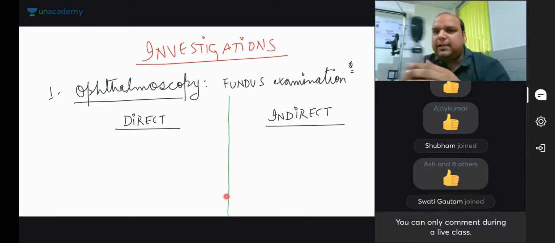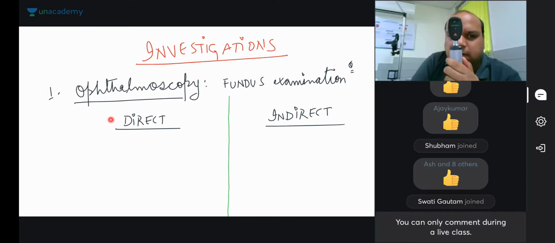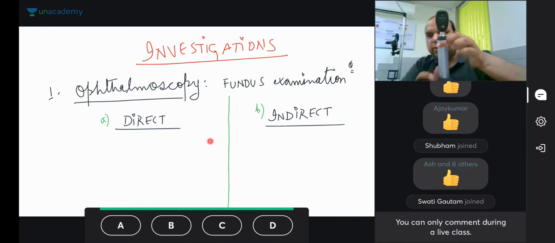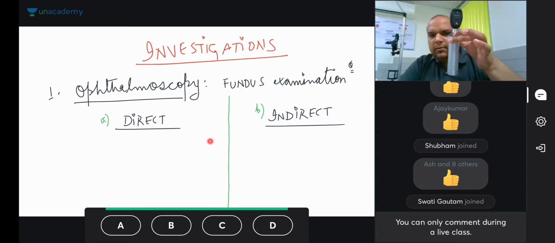First of all, I will ask everybody: which ophthalmoscope is this, direct or indirect? Option A, option B. Poll starting. The instrument you see in my hands, direct or indirect? You are answering it correctly. Somebody has answered it wrongly, so there is somebody who does not know this answer.